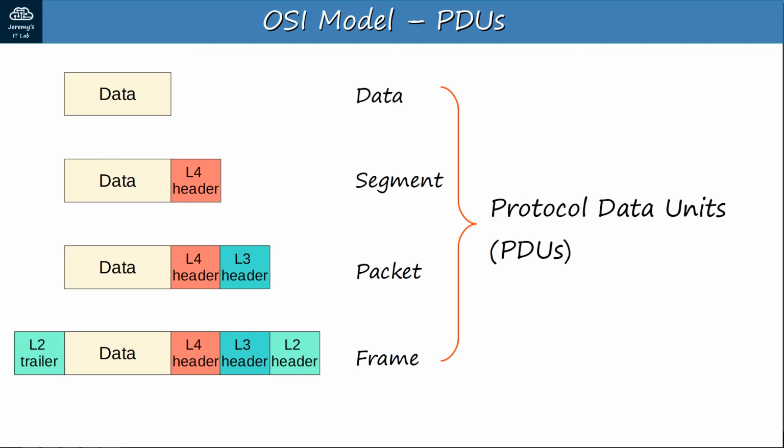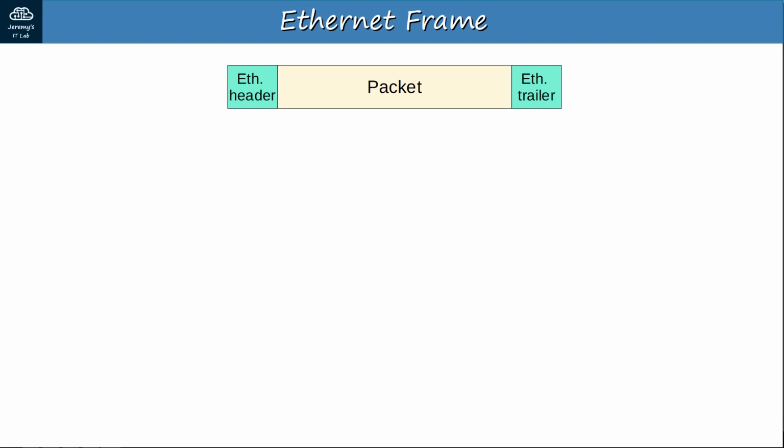So, here's an Ethernet frame encapsulating the packet with a header and trailer. Note that I put the header on the left and the trailer on the right, opposite of the previous slide. Let's look at the header. Don't worry, I'll cover these in more detail, but here's a quick rundown. There are 5 fields in the header.